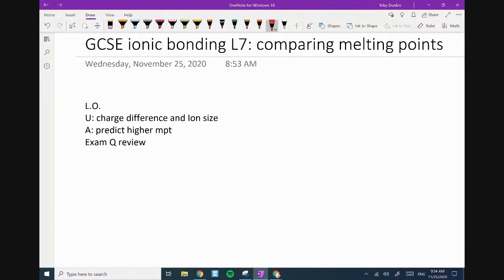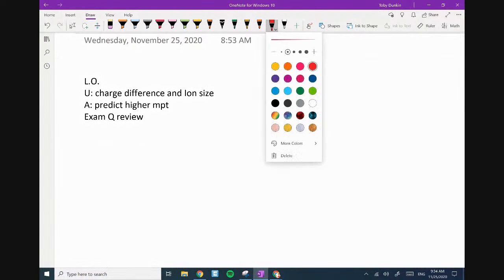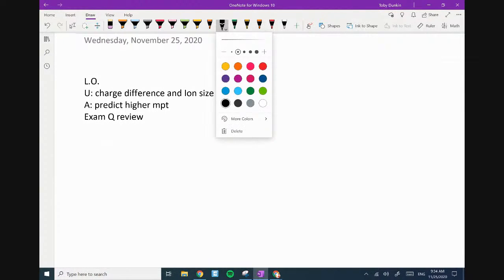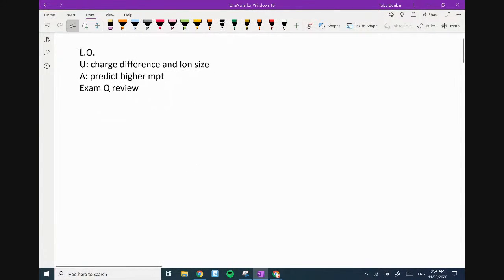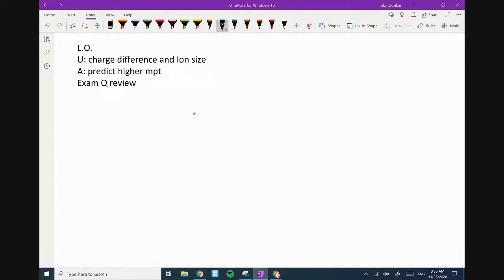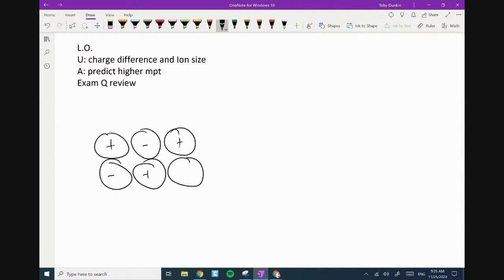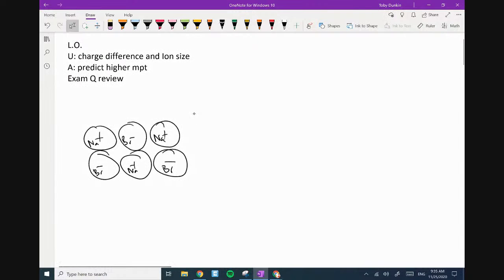So charge differences and ion size. So we've been talking about the giant ionic lattice. I'm really quite enjoying the pencil pen on my tablet. So this is the picture that you guys learned to draw. You need the symbol in there as well. So Na plus maybe, and maybe Br minus. Yeah, Na plus, Br minus, Na plus. We've been talking about this giant ionic lattice.